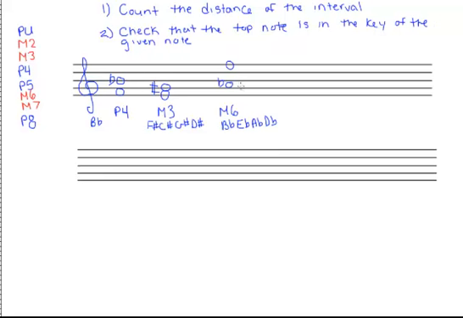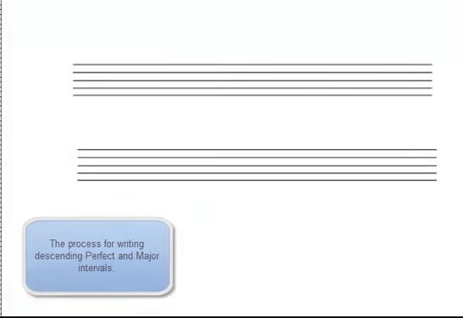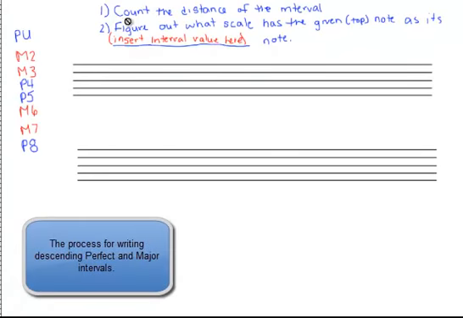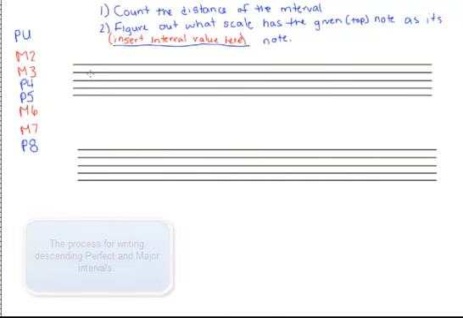Okay, so there are a couple examples of ascending intervals. Let's try a descending interval now. So these are a little bit trickier. So our first step remains exactly the same. So let's draw in our clef, the bass clef now, and we'll put in a G. We're being asked this time to write a note that is a perfect fifth below a G.